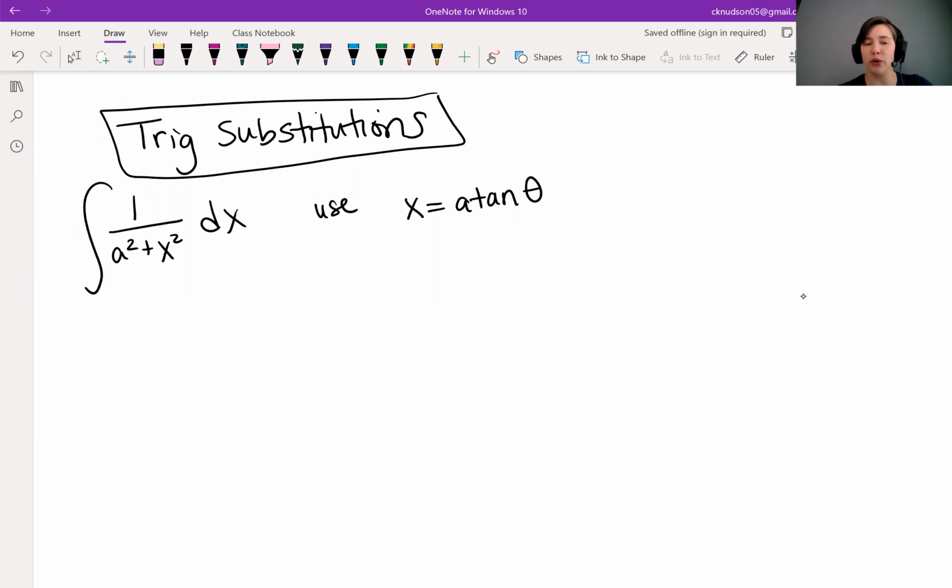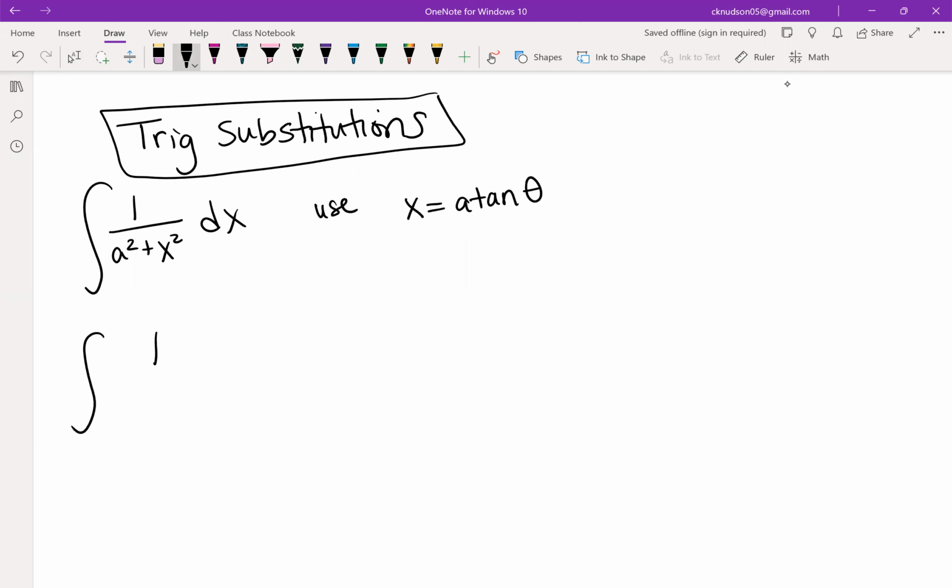Now, sometimes you can maneuver a little bit. You can manipulate your integral so that it looks like this, even if it does not immediately look like that. So let's look at an example. So for example, let's say that we have x squared plus 6x plus 20. Now, this initially does not look like we could use our trig substitution of x equals a tan theta because we don't have something that looks like 1 over a squared plus x squared.